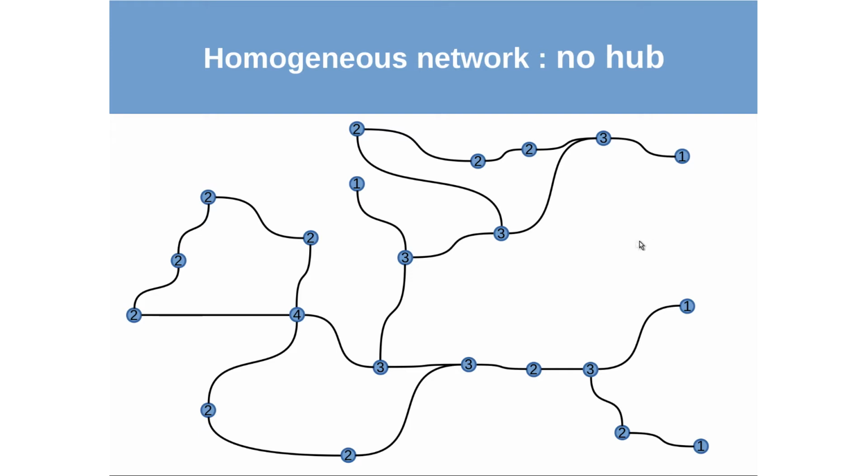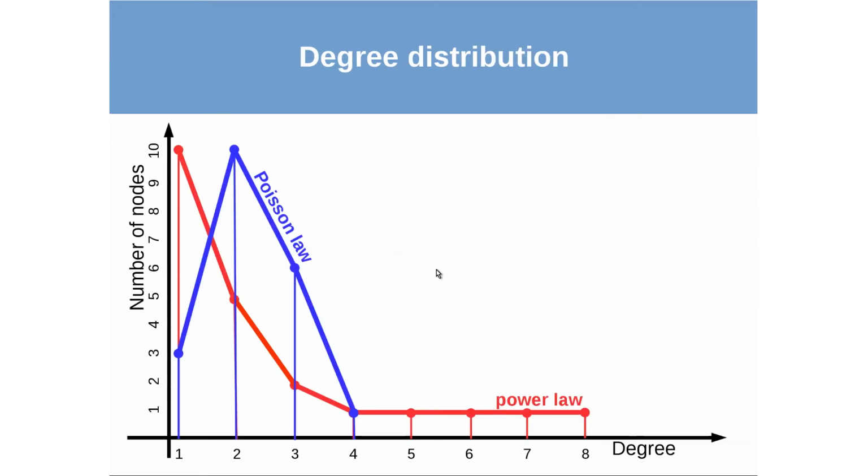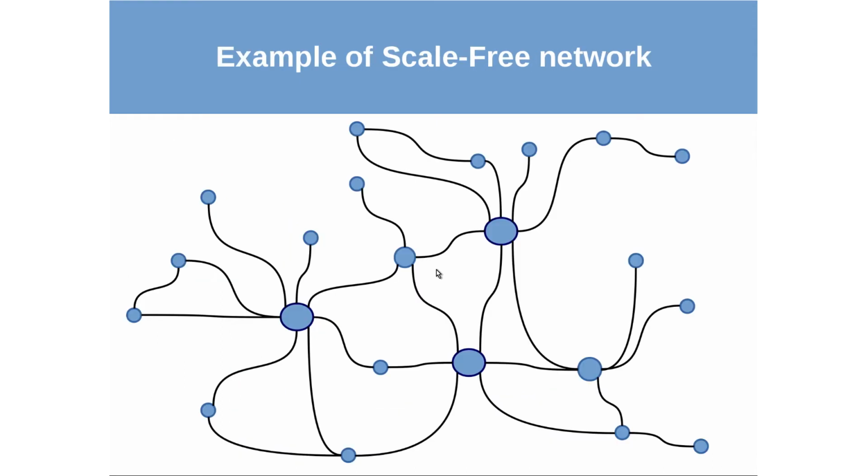On the other hand, let's consider a homogeneous network with no hub. As previously, we report the degree for each node. Now, the distribution obtained is a Poisson law. These are two families of networks which are often encountered in real systems. Indeed, we are going to see via a few examples that the scale-free property appears naturally in a lot of networks.